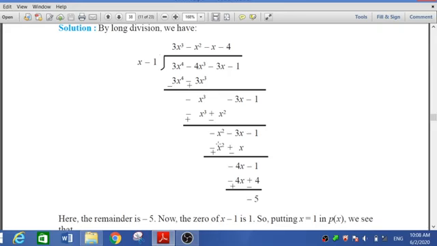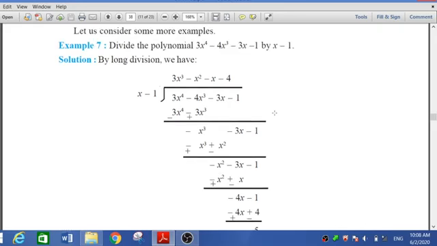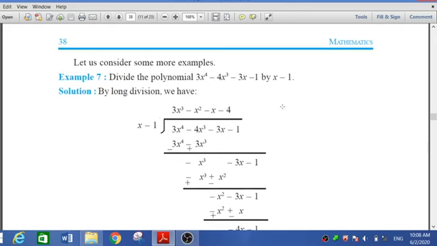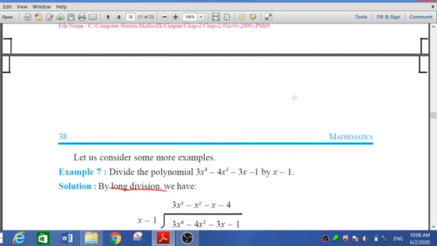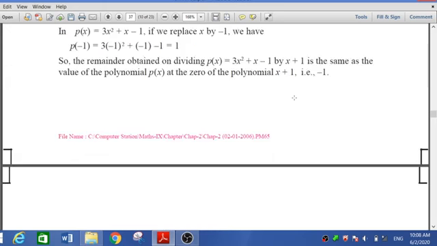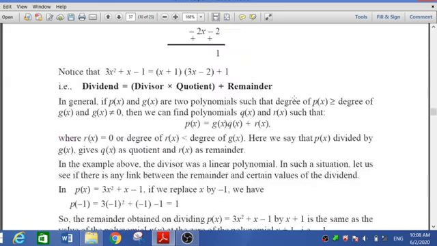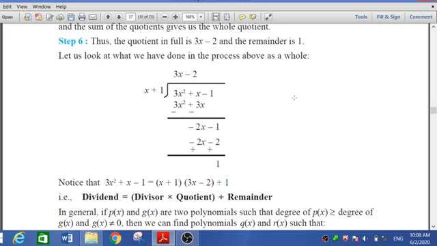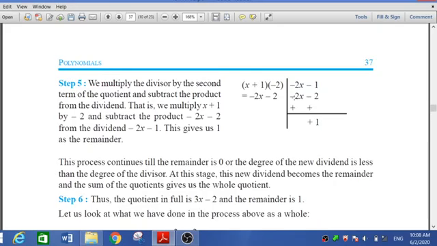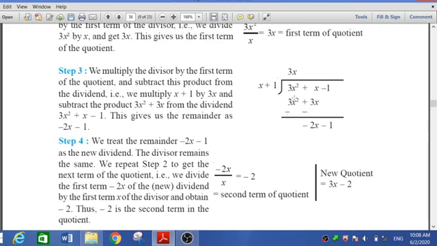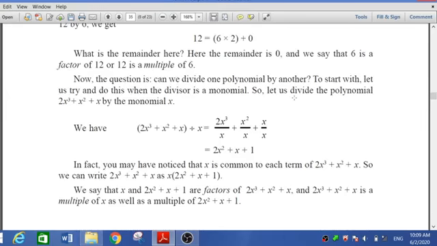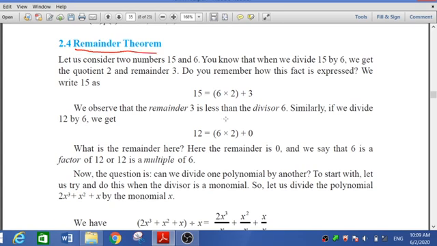Friend, today I want to explain to you one topic related with chapter 2, that is the long division method. This is an important topic related with the 9th standard and 10th standard also. So now our topic is related with the long division method. The topic is the remainder theorem.